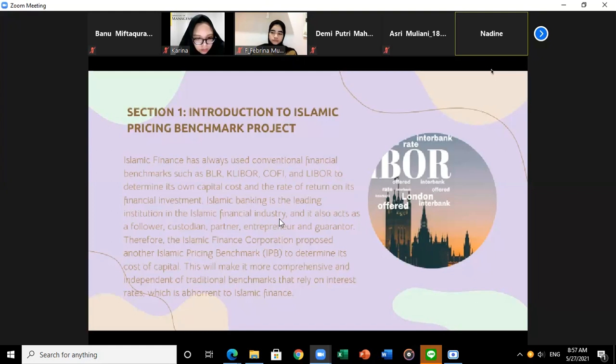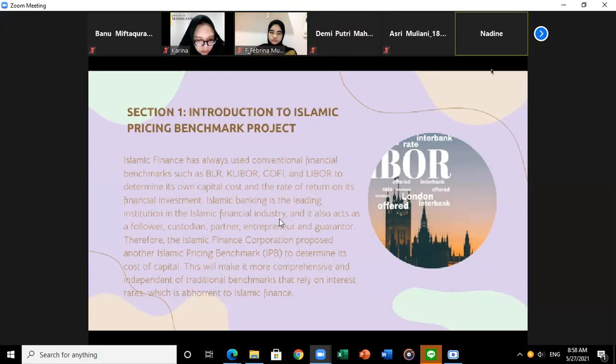In this era, Islamic finance and banking have become an alternative investment method in the global market. The current growth rates show that the prospects for Islamic finance are very broad. In the current global economic and financial crisis, supporters use the Islamic financial system as a solution. And Islamic finance has used conventional financial benchmarks such as BLR, K-Libor, COFI, and LIBOR to determine its own capital cost and the rate of return on its financial investment.